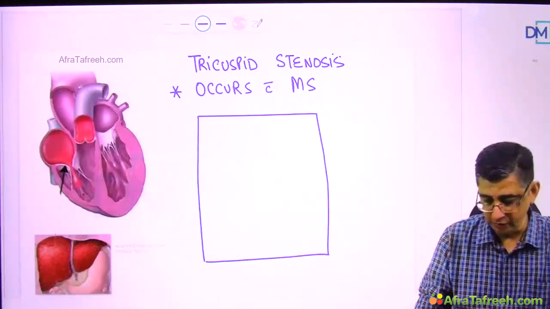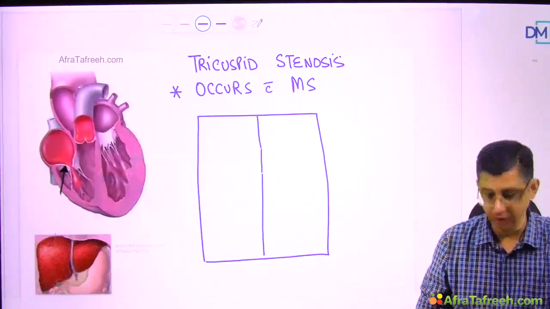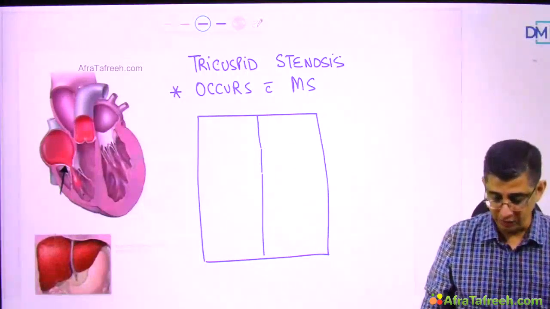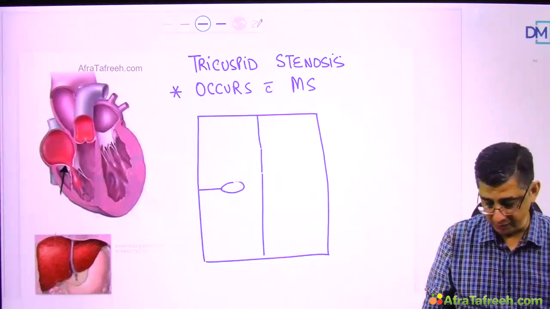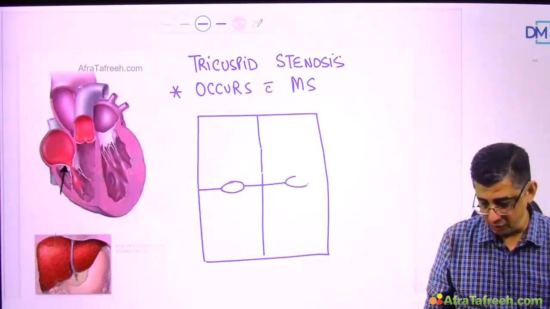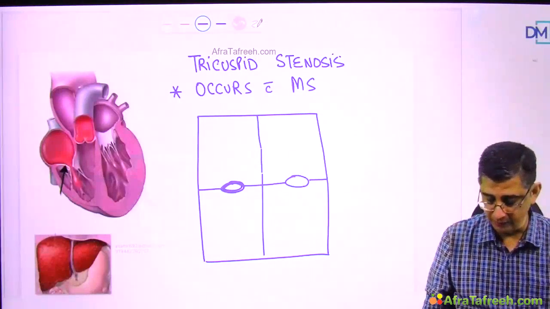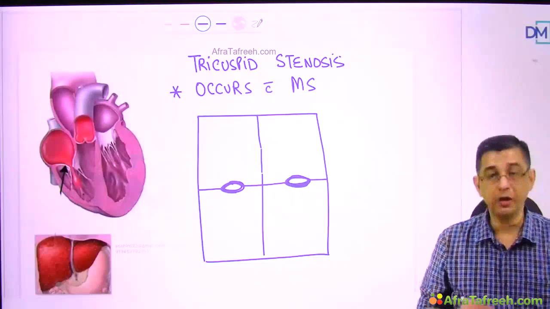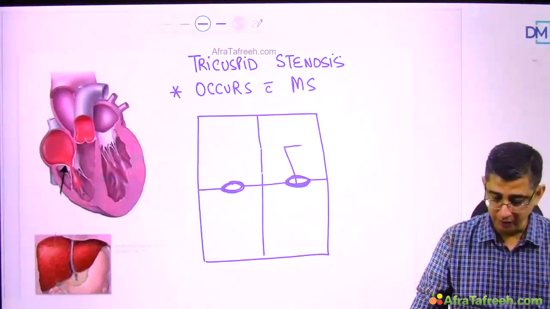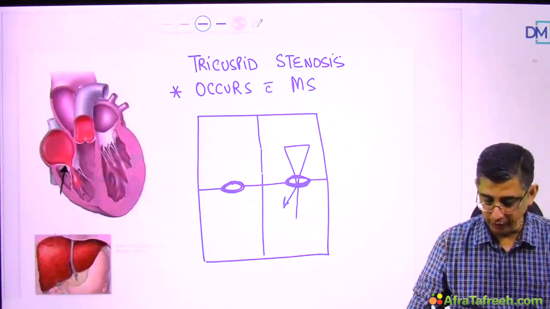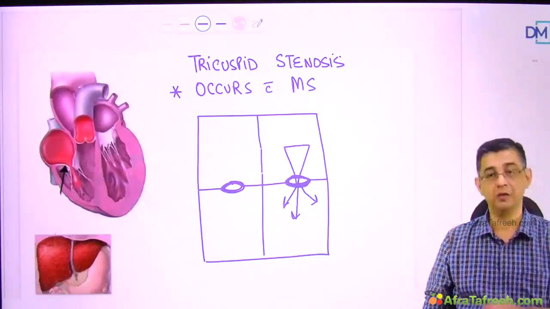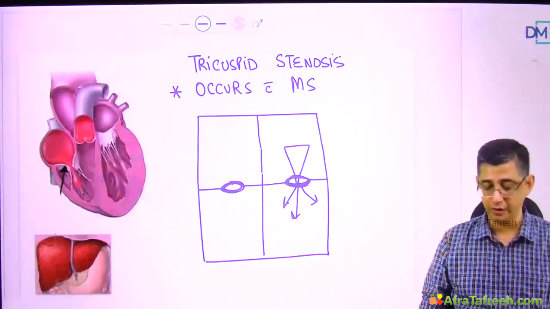The symptoms of mitral stenosis will usually be more prominent than that of tricuspid stenosis. How that happens, I'll just explain to you. In this crude diagram, what I've done is that I have narrowed the orifices of both the valves. Now what you can see is that the amount of blood that can come from the right atria into the right ventricle and the amount of blood that can come from the left atria into the left ventricle is reduced.